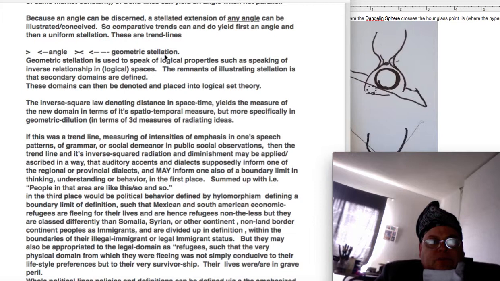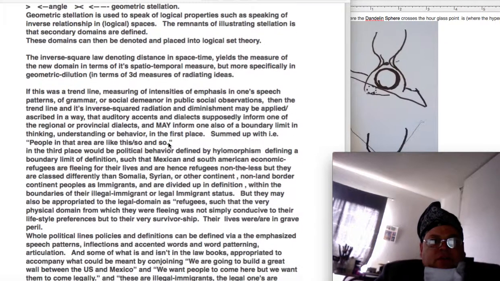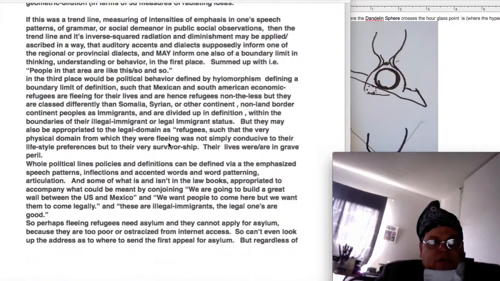Angle, geometric stellation. Geometric stellation is used to speak of logical properties, such as speaking of inverse relationship in logical spaces. The remnant of illustrating stellation is that secondary domains are defined. These domains can then be denoted and placed into logical set theory. The inverse square law denoting distance in space-time yields the measure of the new domain in terms of its spatio-temporal measure. But more specifically in geometric dilution, in terms of 3D measures of radiating ideas.